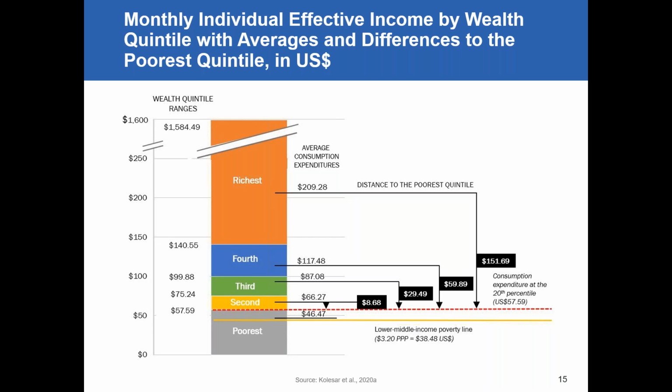Recall from a previous slide that the average out-of-pocket expenditure for people who sought healthcare from a public facility is about $38. This suggests that one health event is enough to reduce income to below the poorest wealth quintile income threshold for the second and third wealth quintiles.